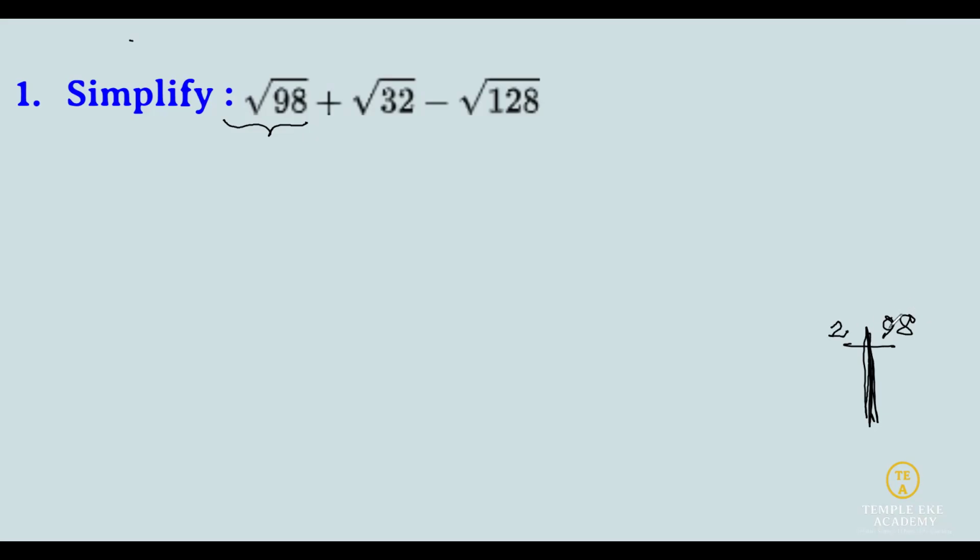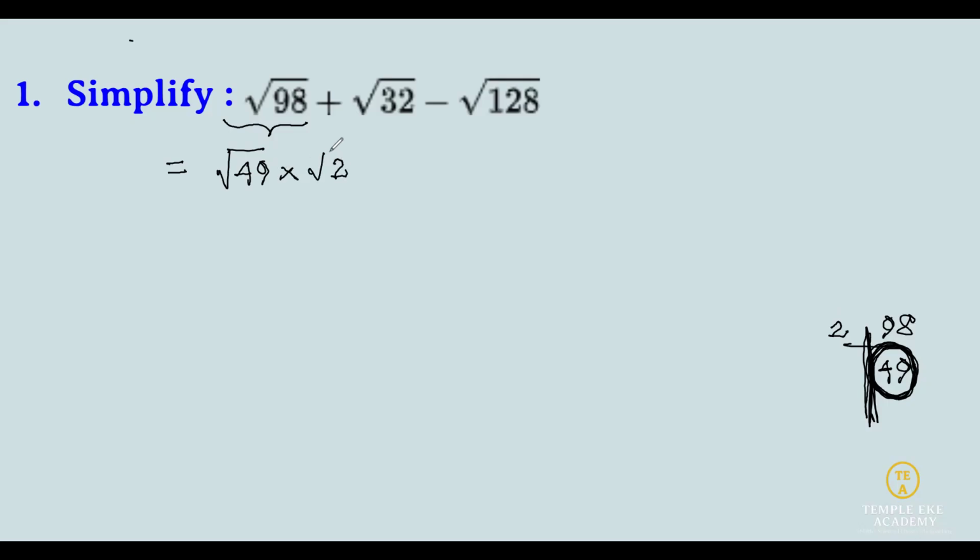2 divides into 9, that's 4, remainder 1. That 1 placed by the side of the 8 to give 18. 2 divides into 18, and that's 9. Just look at that. 49 is a perfect square. That's 7 squared. 49. So that's it. Mission completed. We can break 98 up into the biggest perfect square. So here we go. This is the square root of 49. That's right. Multiplied by the square root of 2.